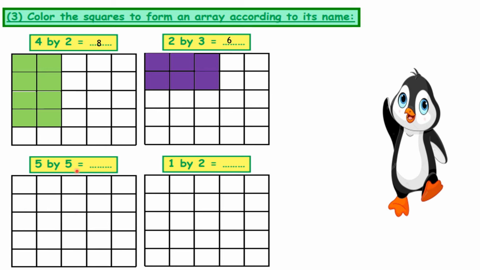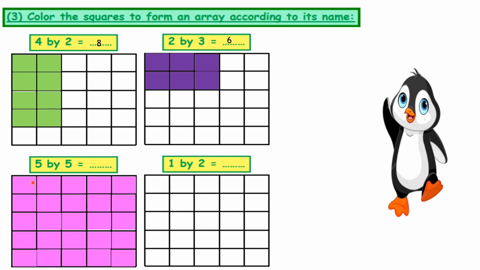5 by 5 array. So I have here 5 rows. Each row has 5 colored squares. So I colored 5 squares in each row. 1, 2, 3, 4, 5, and so on until you have 5 rows and 5 columns.